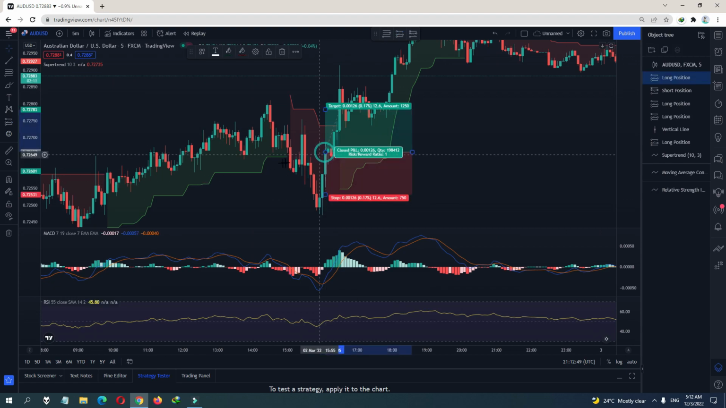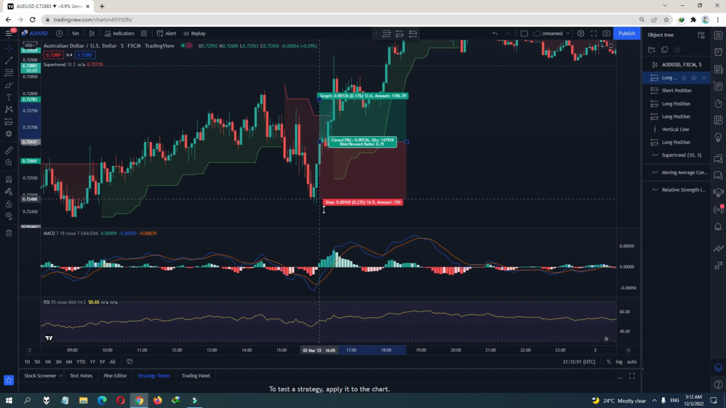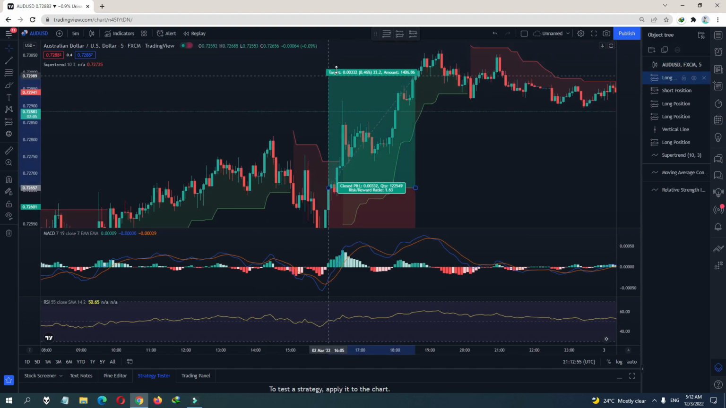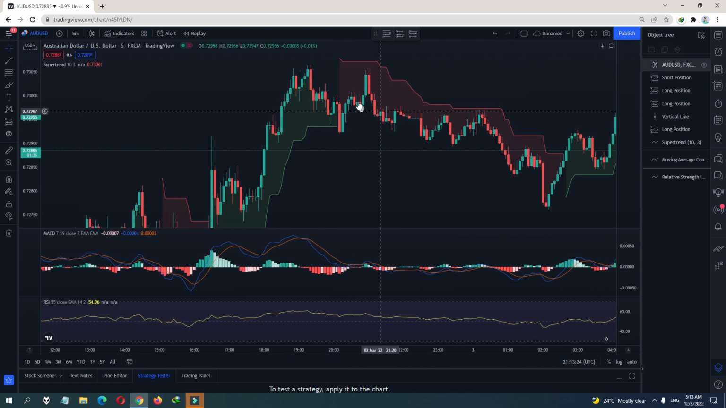You can target 1 to 2. The stop loss is the logical swing high or swing low, and you can target 1 to 2 or whatever. Here if we see the RSI is above the 50 line, and the supertrend is red, and then we have a cross up from below the zero line.